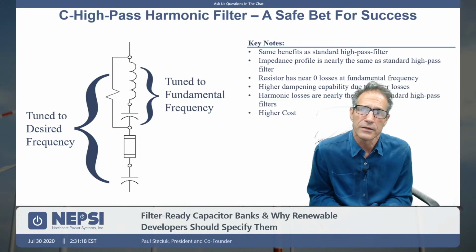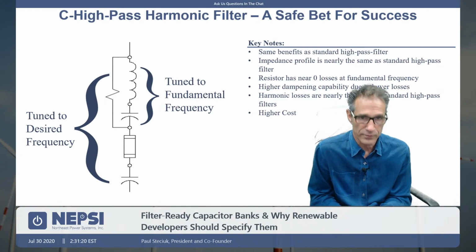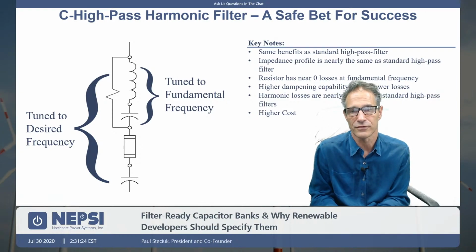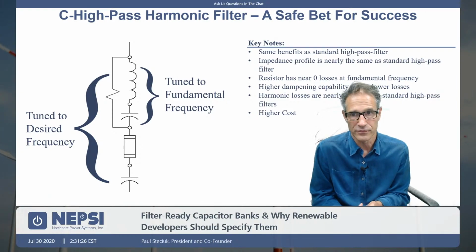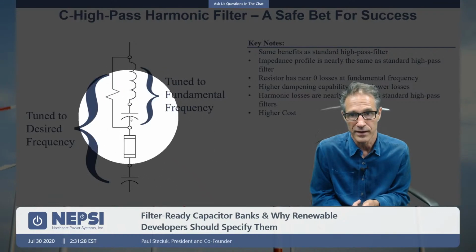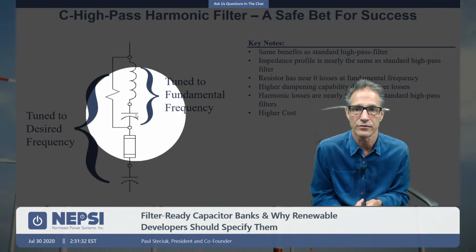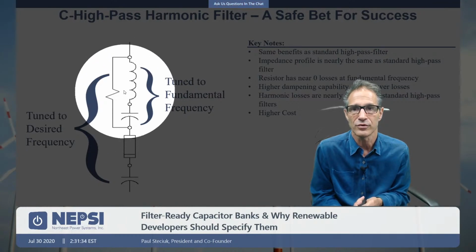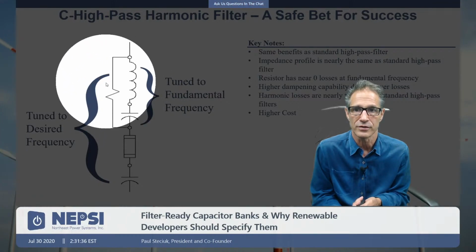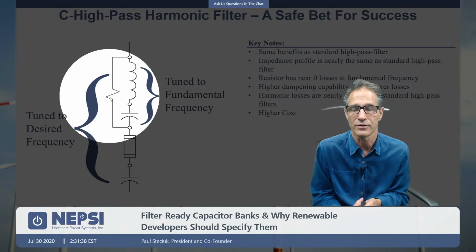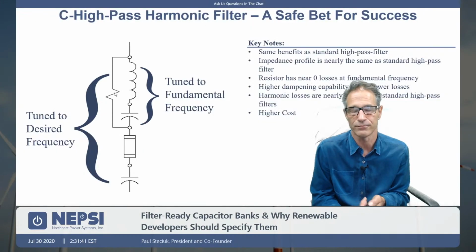So this is a C high pass filter. The characteristics of a C high pass filter are identical to those of a high pass filter. The key difference here is we've added an aux capacitor. The purpose of the aux capacitor is to tune this reactor to the fundamental, and we're doing that because we're trying to reduce the losses here. We can take away the fundamental losses at this location. That's really the purpose of that.